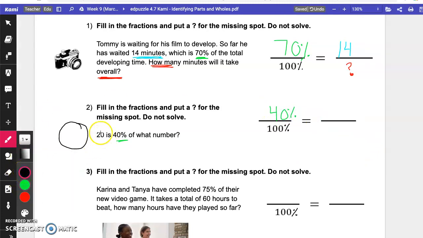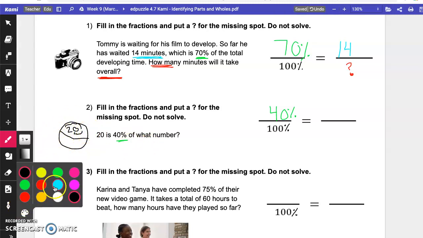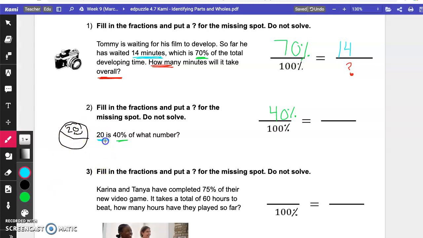Okay, let's go back to my problem. Let's read it through. 20 slices, if I'm thinking of my pizza, 20 slices is 40%. That's kind of 40% because 50% would be right here. 20 is 40%. That means these are 20 slices. Is 40% of what number of this whole pizza? So it seems to me like 20 is the part and we don't know the whole. We're not sure how much the whole pizza is. So I'm going to put another red question mark. And now 20 is my part.